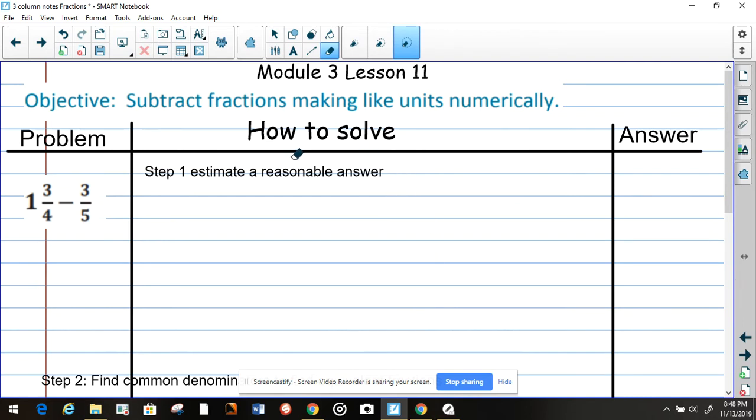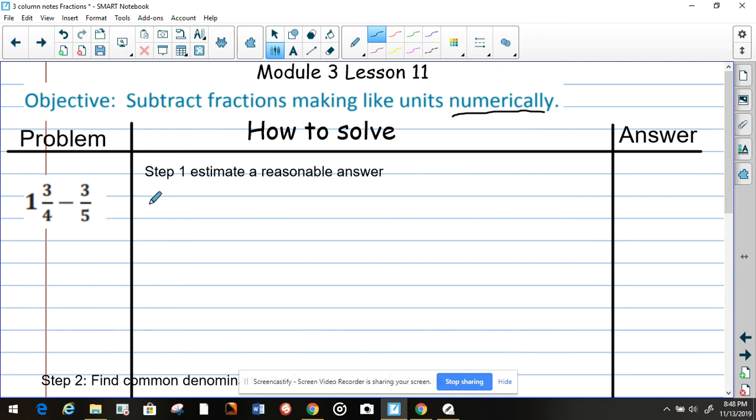We are looking at subtractions now, on Module 3, Lesson 11, and we're going to use numerical solutions. So we're not using any fraction model. Let's look at what we have here. We're going to estimate a reasonable answer.